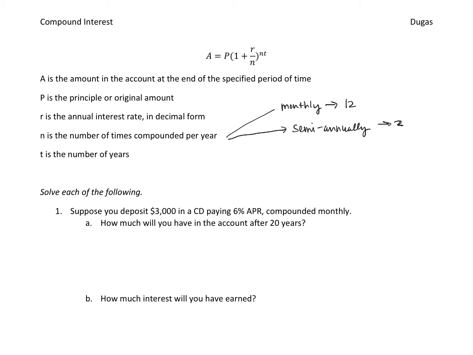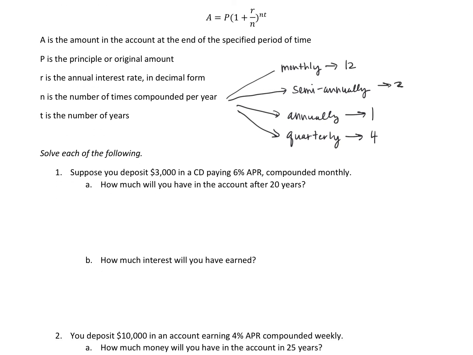N would be 2. It could say annually. Well, that means once per year, so N would be 1. Another common one is quarterly. And so if it says quarterly, that's 4 times per year, so N would be 4. So depending on what it tells you, that will be what you put in for N. And then again, T is the number of years. So let's kind of look at this formula and see how we can figure out our answers.